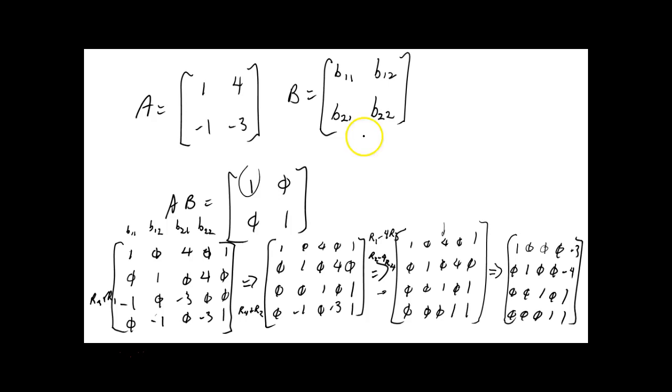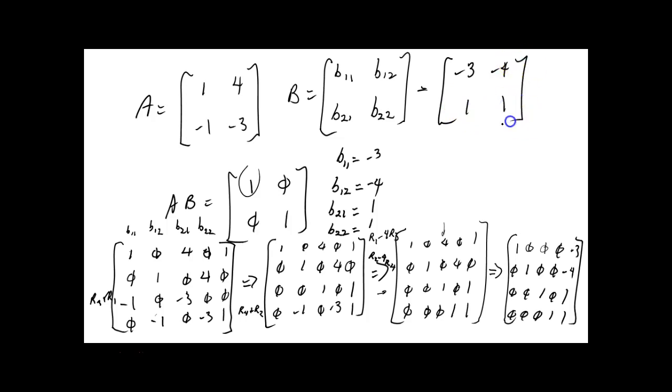That first column is the B1. B1,1 is equal to -3. B1,2 is equal to -4. B2,1 is equal to 1, and B2,2 is equal to 1. Okay? So here's what B would be: -3, -4, 1, 1. Okay.